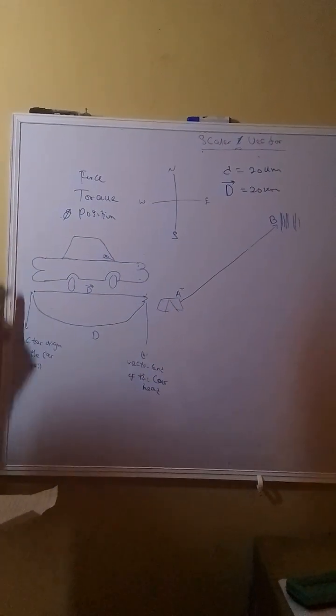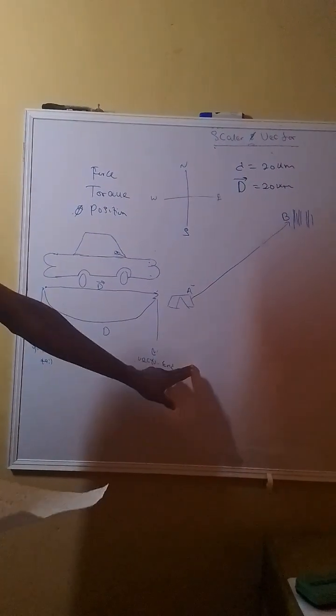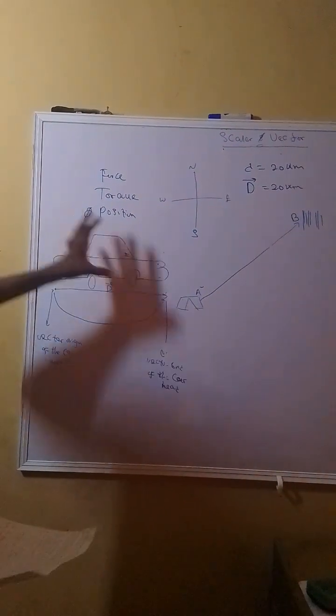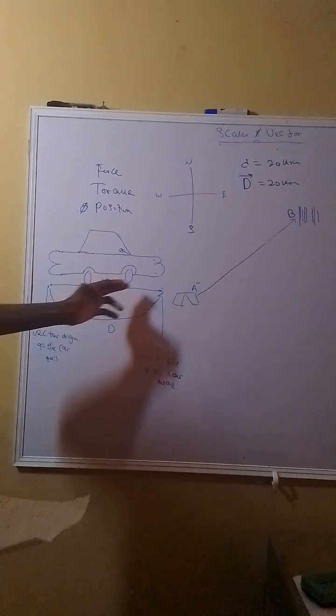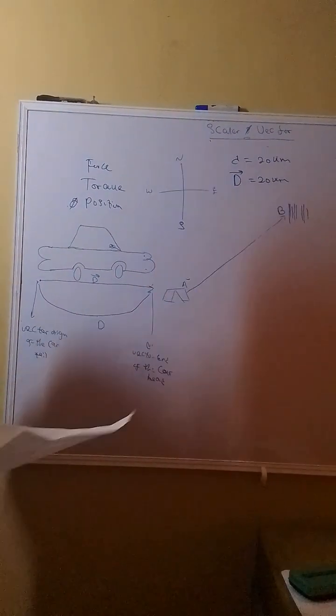And from here, this is the vector origin of the car, which is called the tail, and to here, which is the vector end of the car, which is called the head. But this is just more of explaining the movement. So under the movement of the direction is where you find your distance also.